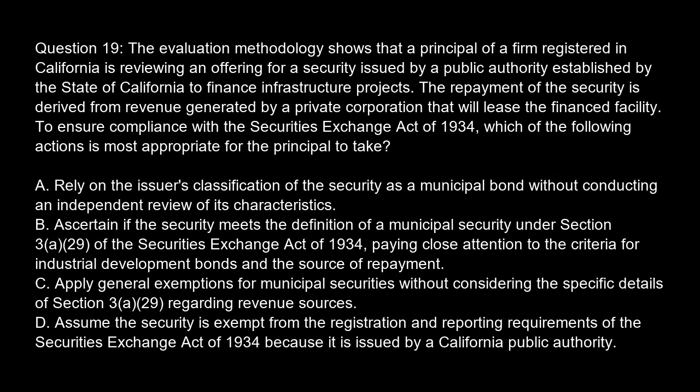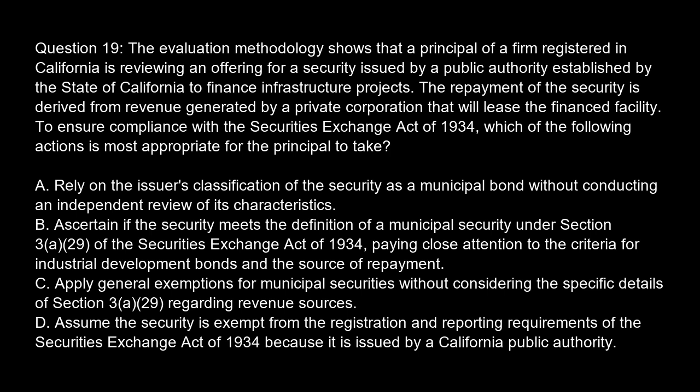Question 19. The evaluation methodology shows that a principal of a firm registered in California is reviewing an offering for a security issued by a public authority established by the state of California to finance infrastructure projects. The repayment of the security is derived from revenue generated by a private corporation that will lease the financed facility. To ensure compliance with the Securities Exchange Act of 1934, which of the following actions is most appropriate for the principal to take? Option A.